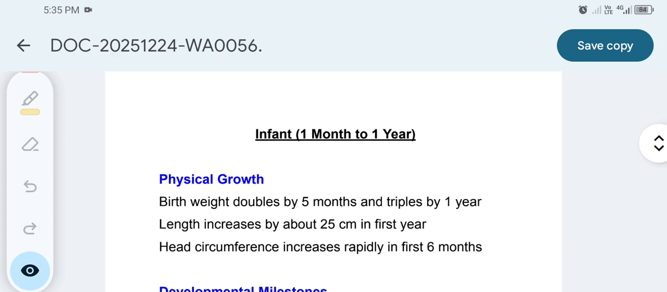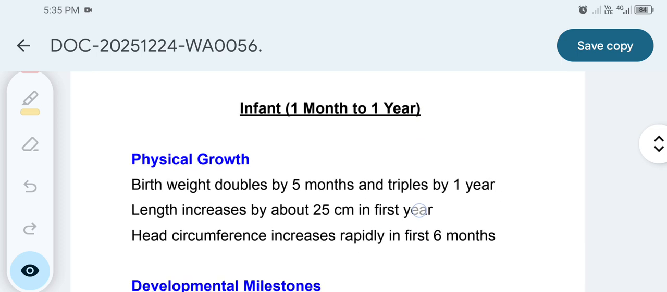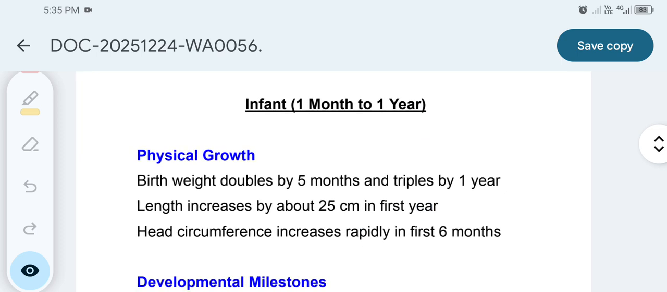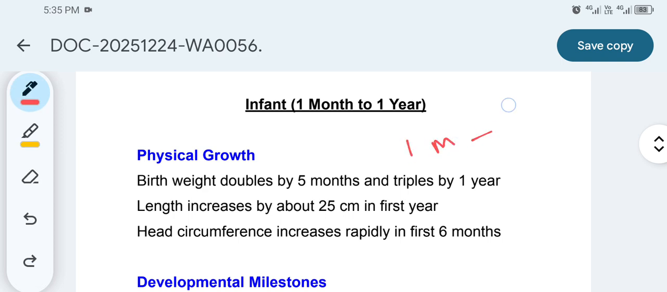So now we want to look at an infant. Who is an infant? An infant is a child between the ages of 1 month to 1 year. Okay, so the child who is between 1 month to 1 year is going to be an infant. So you should know these age ranges because they are very much important.